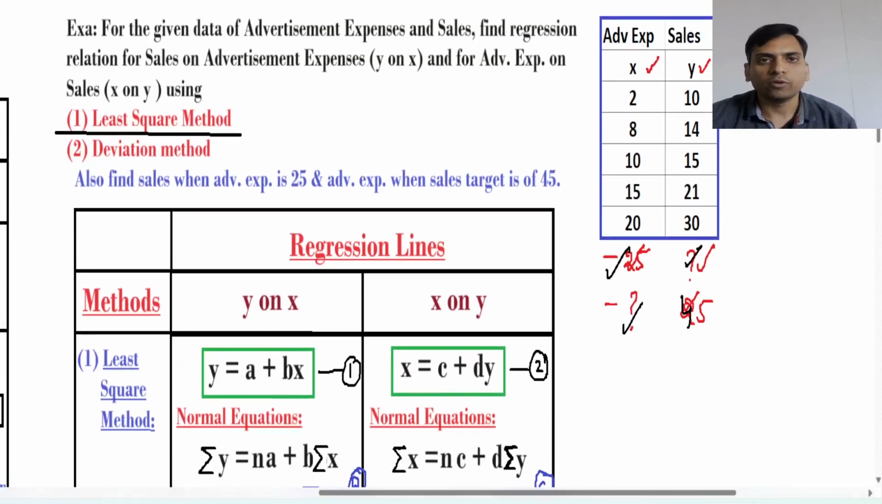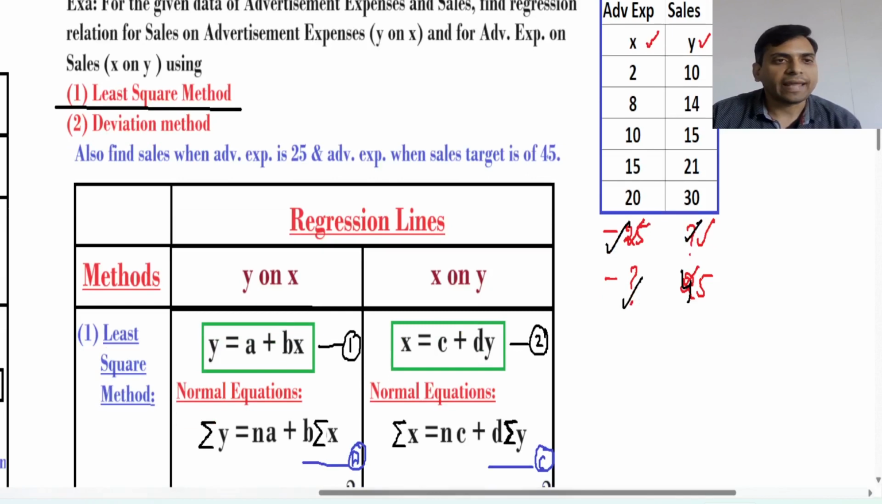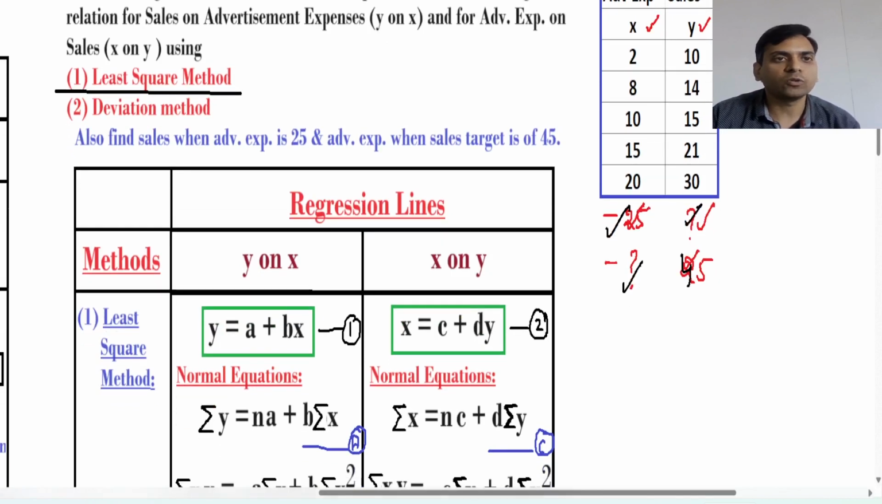So I hope this is clear, and in the next lecture I will explain how to find regression equations using deviation method.